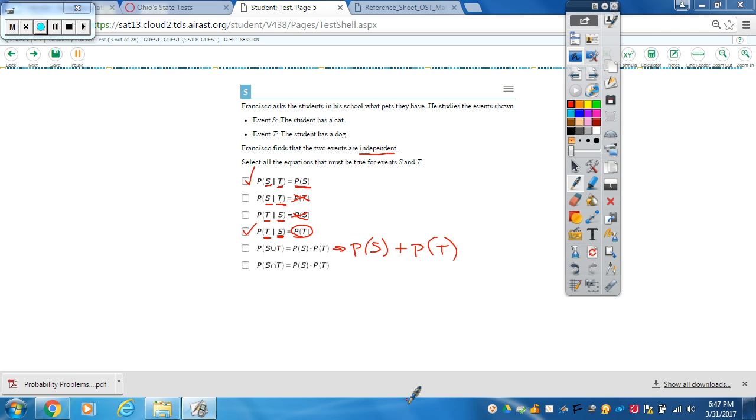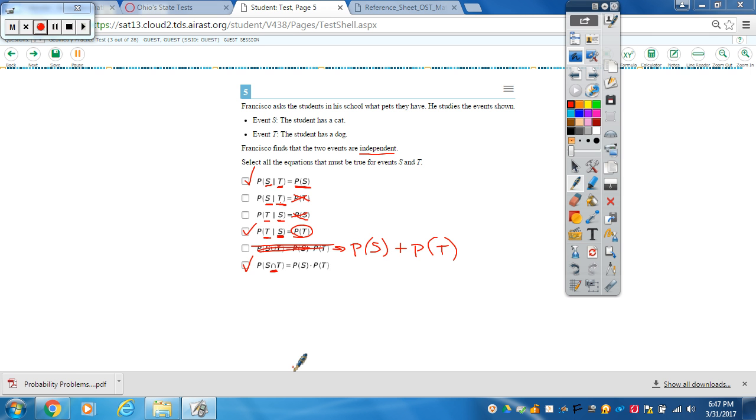Okay, so that's not what they're doing there, so this is incorrect. I wouldn't use that. Now, for the last one, what's the probability that the person has a cat and a dog? Well, independent probability, and you want to know both, you're going to multiply them, and so that gives another check right there.